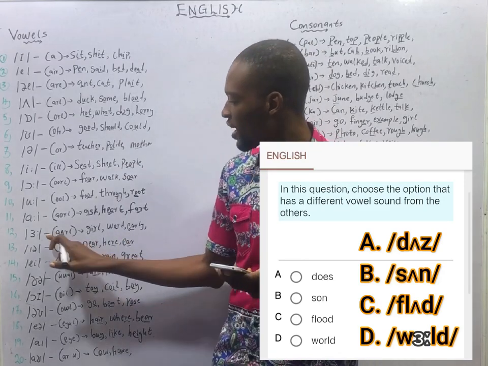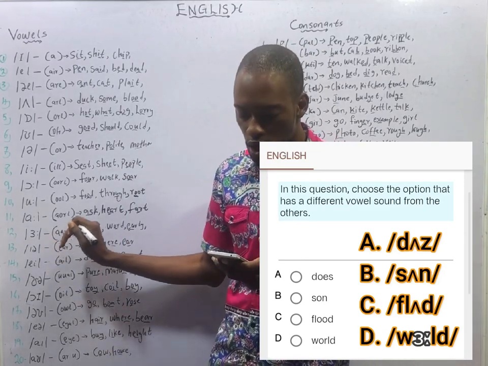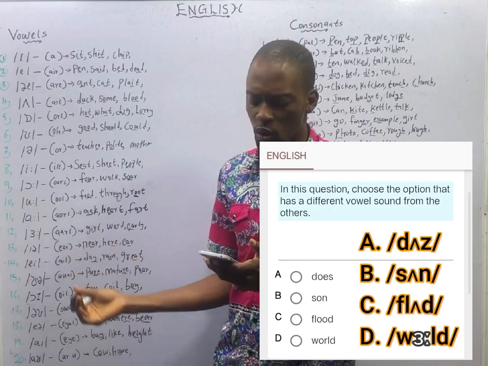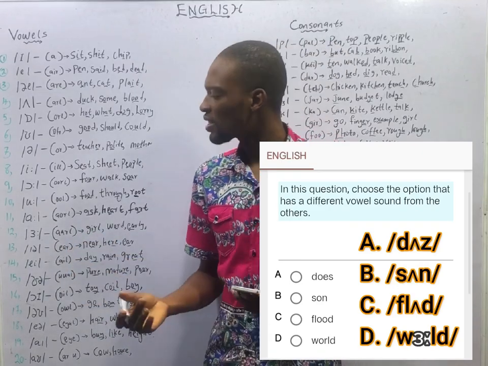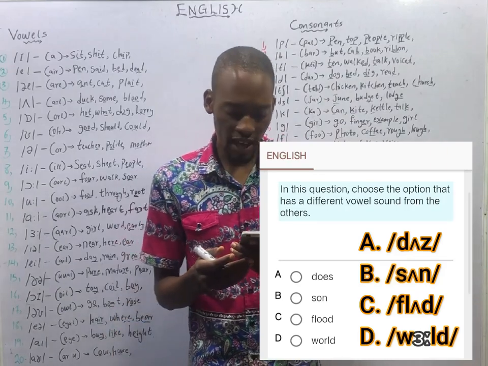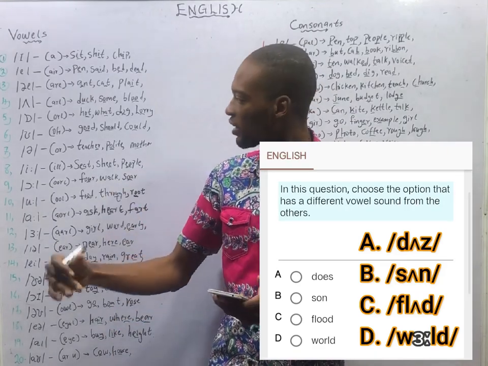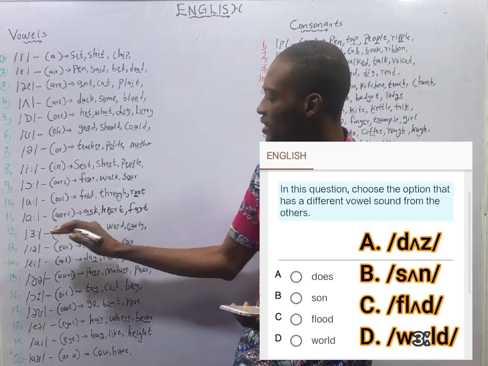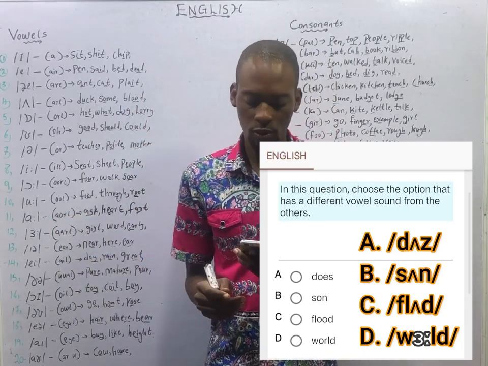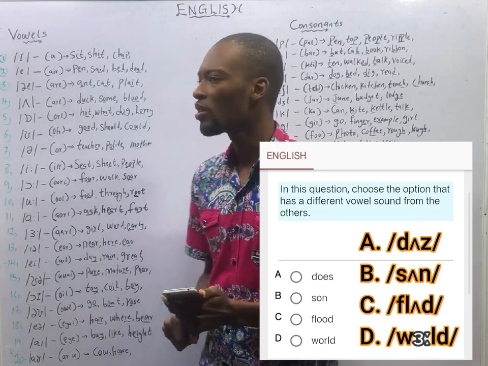But word has the long R sound. So why is word the correct option? It is simply because does, sun, and flood possess the short R sound, while word has the long R sound.